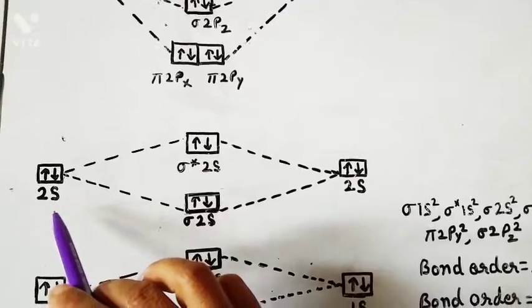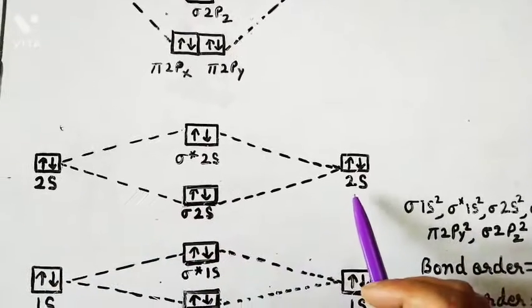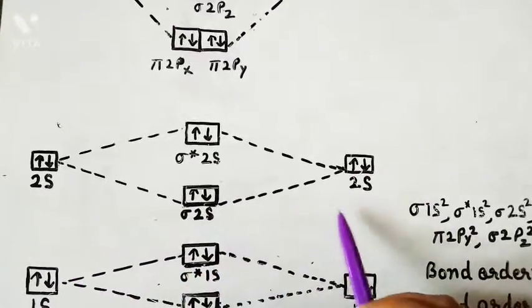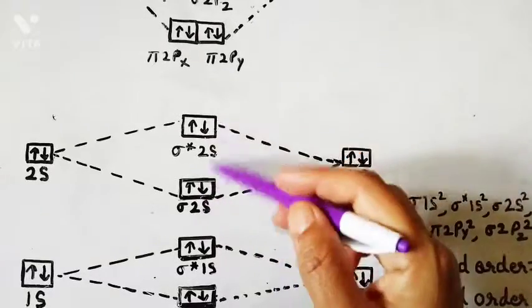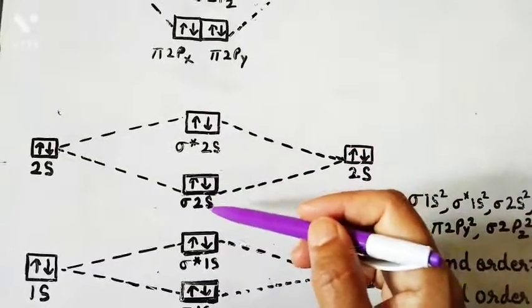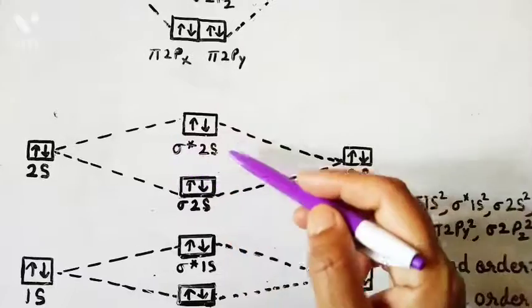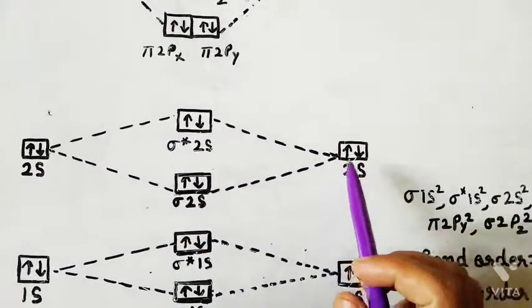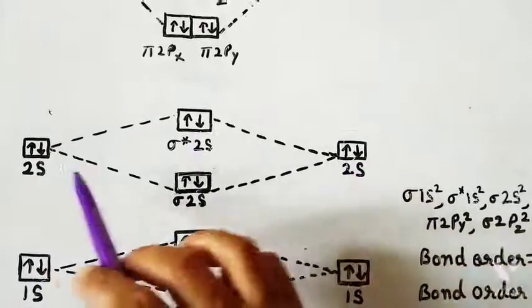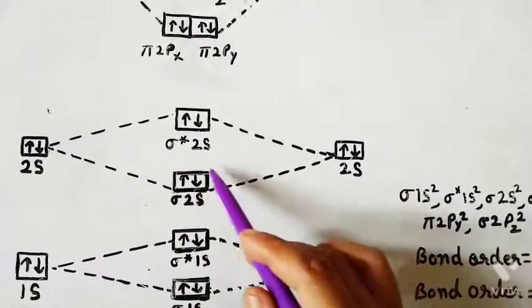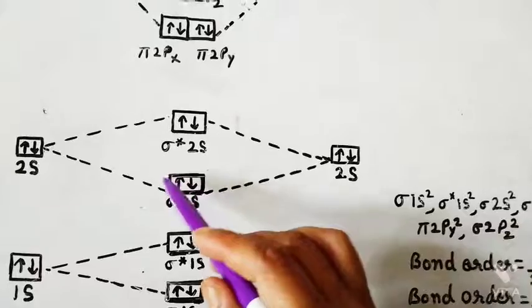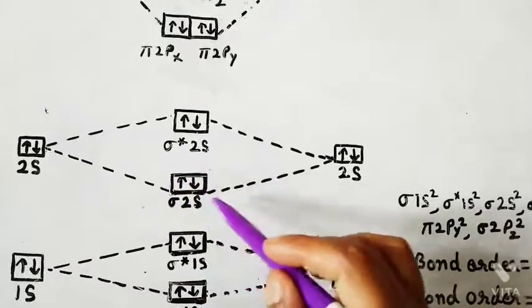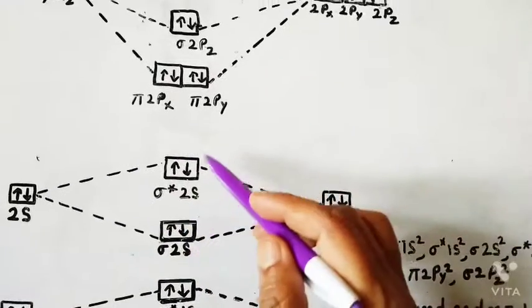Now 2s orbital of first nitrogen atom and 2s orbital of second nitrogen atom will combine with each other. Again 2 molecular orbitals will form, that is sigma 2s bonding orbital and sigma star 2s anti-bonding orbital. 2 electrons are here, 2 electrons are here, and when both atomic orbitals will combine with each other, out of 4 electrons, 2 will be in bonding and 2 will be in anti-bonding.